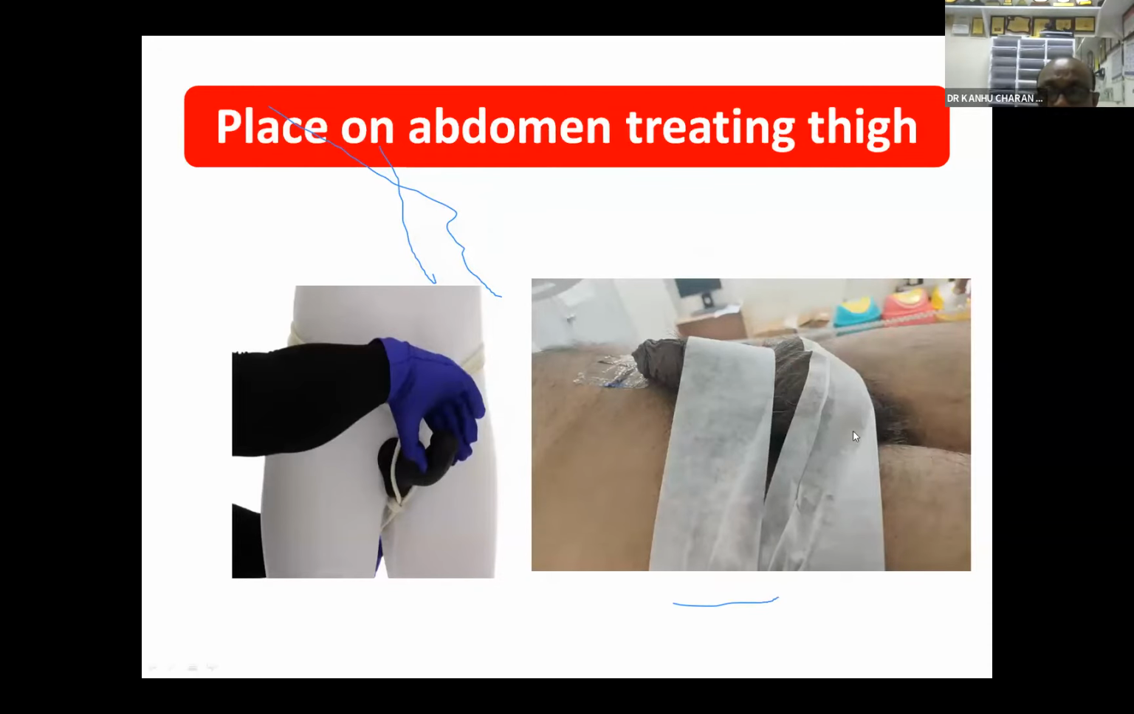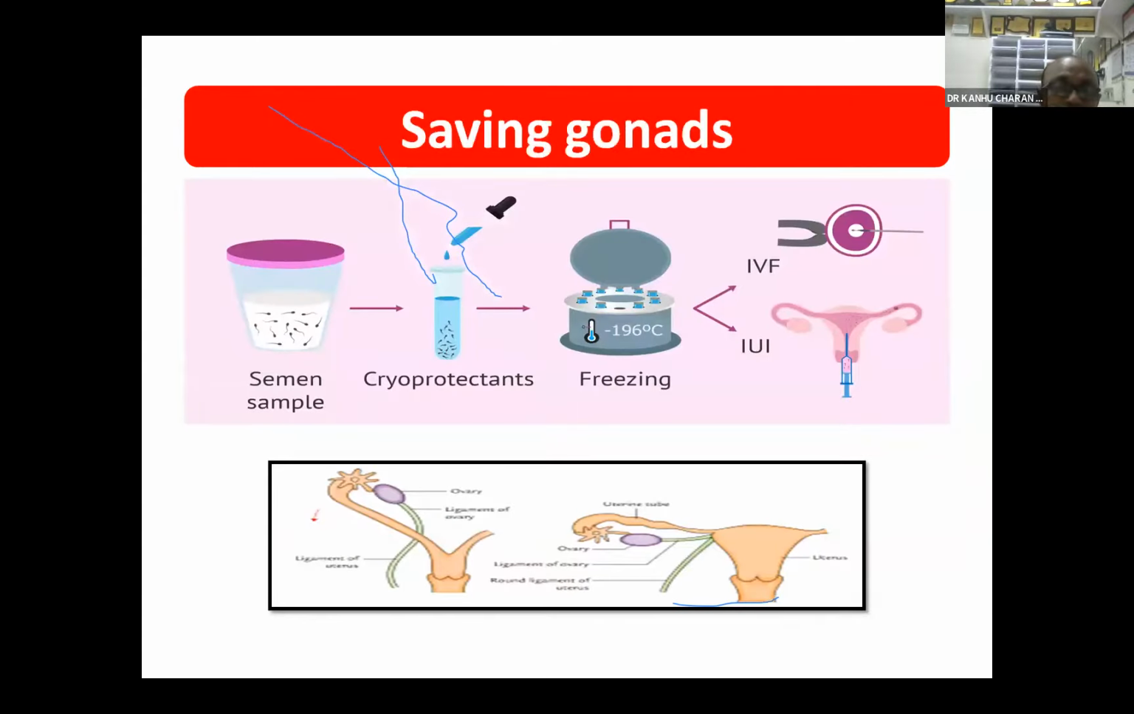If we are treating the thigh and everything, we drag the penile and scrotum structures upwards, and we strap like this regularly during treatment, and we try to decrease the gonadal doses. Apart from that, if the patient is interested and can afford it, we have to do the fertility counseling. You go for sperm preservation or oocyte preservation.